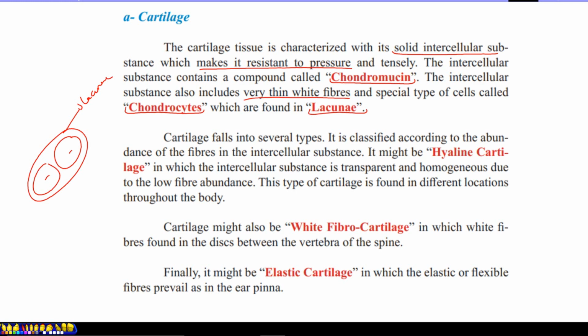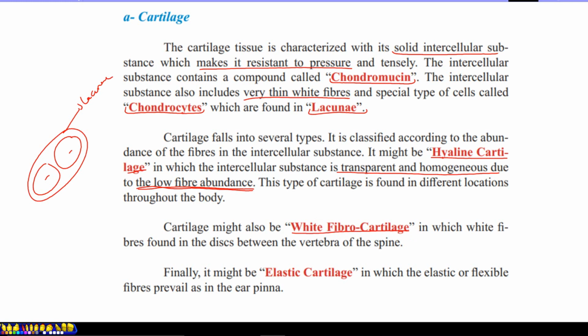There are different types of cartilage tissue according to the abundance or kind of fibers in the intercellular substance. The first one is hyaline cartilage, with a transparent or homogeneous intercellular substance because of the low abundance of fibers. So why is it transparent or homogeneous? Because there is low abundance of fibers in that cartilage tissue. It is found in many locations of the body, like the head of long bones, and it is the most abundant kind of cartilage tissue in the human body.